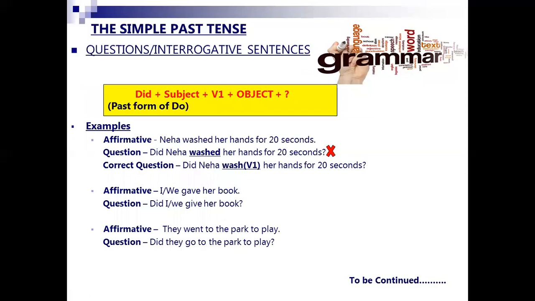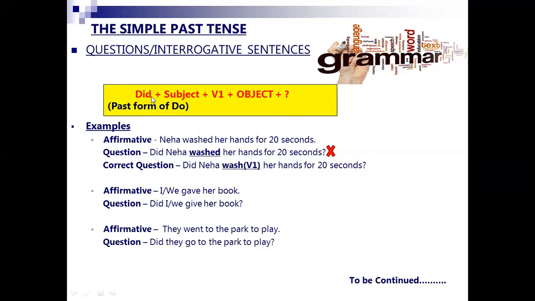Now questions. Interrogative sentences in simple past tense. Again, see the formula. The formula is did plus subject plus V1 plus object, and last but not least and very important, question mark, because it is a question, and in a question we always give a question mark at last. See, it is past tense, that's why we use did here.